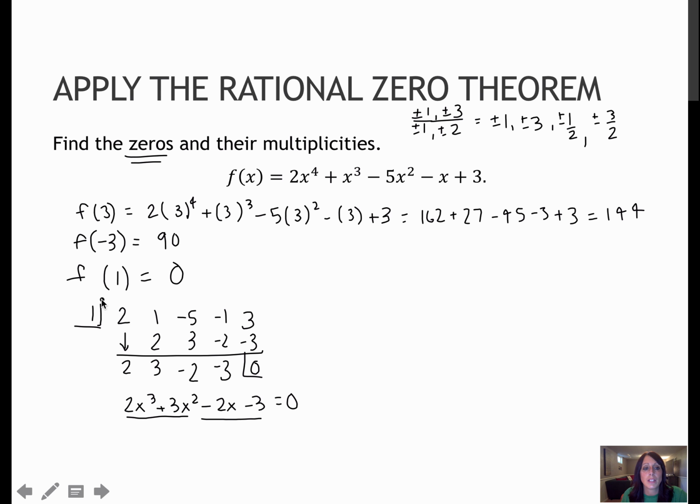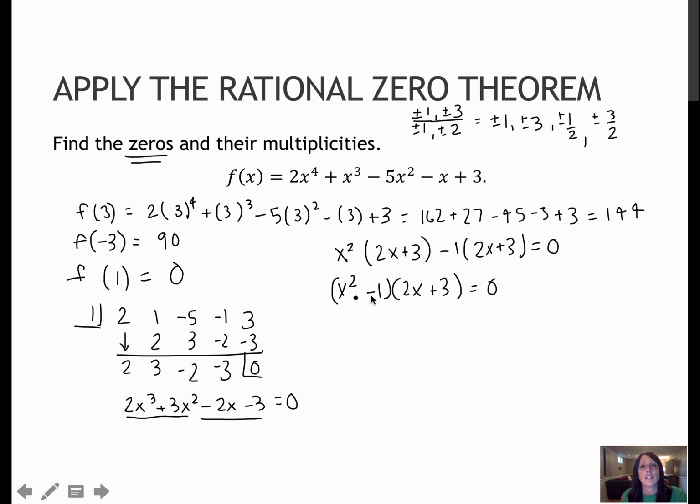So I know that one of my solutions is 1, so don't forget that when we get to the end of this question. If I factored this, I would take out an x squared, which would give me 2x plus 3. If I took a GCF out of these 2 terms, I would take out a minus 1, which would leave me with 2x plus 3, which leaves me with x squared minus 1, 2x plus 3. This factors into x plus 1, x minus 1, 2x plus 3.